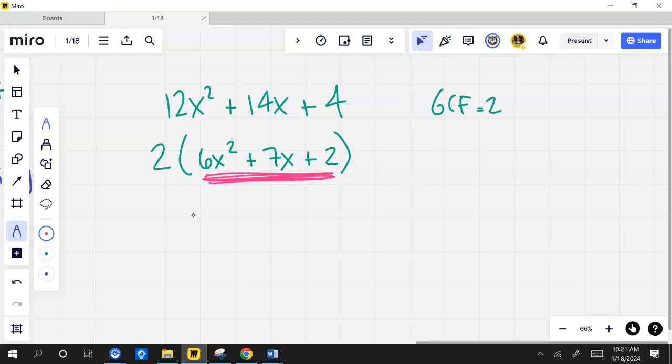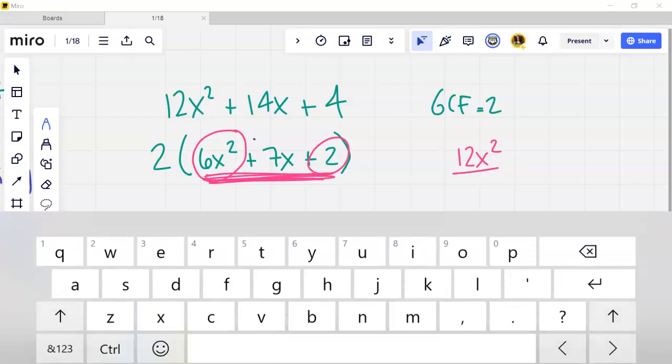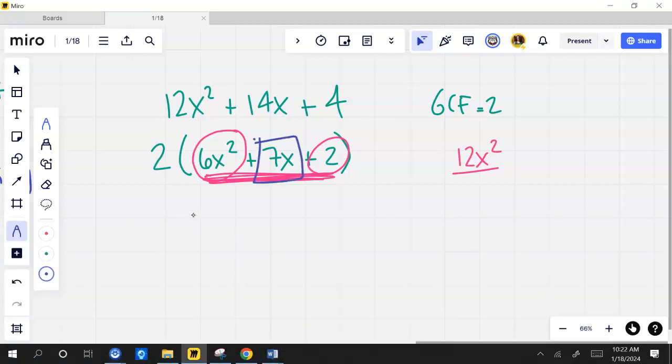Now here's what I want to do. Take the first and the last, and this is important in standard form, notice, okay? We always want to be in standard form. Take the first and the last two things and multiply them together. What do you get? 12x squared. Now, here's the puzzle. I need two things that multiply to 12x squared, but they have to add up to 7x. So when I multiply them together, I get 12x squared, but when I add them, I get 7x.